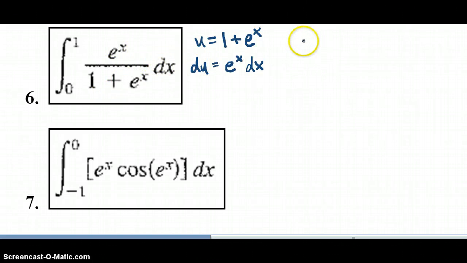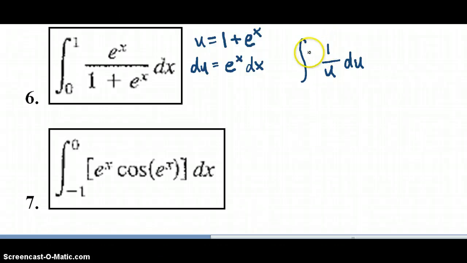So I'm ready to rewrite this integral in terms of u. And what it ends up being is 1 over u, because that entire 1 plus e to the x power is now u. And then e to the x dx becomes my du. So I have 1 over u du. Nice little review of something that we just did. This is going to end up being the natural log of the absolute value of u.